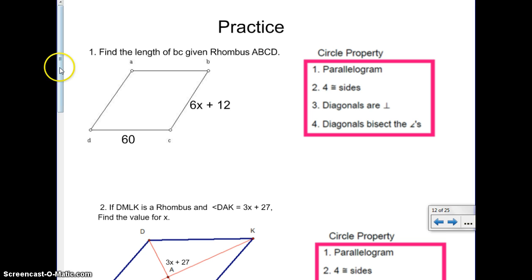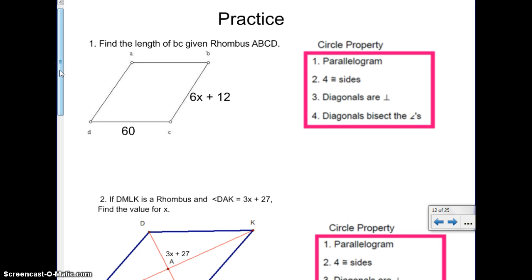Here we go. It says find the length of BC given rhombus ABCD. Well, they want us to find the length of BC, which means it's this piece right here, which is labeled 6x plus 12. And they gave us that this is 60. So we're working with the sides of the rhombus, so we should automatically think which property? You guessed it. 4 congruent sides, right? So if this side is equal to this side, why don't we set them equal to each other?